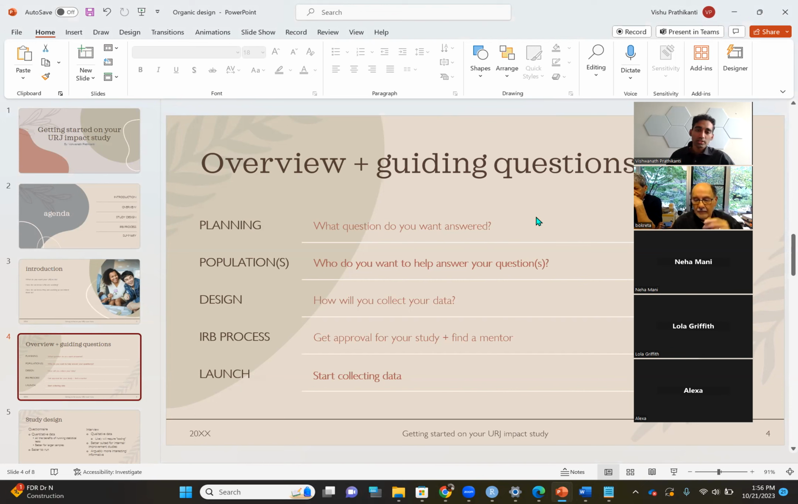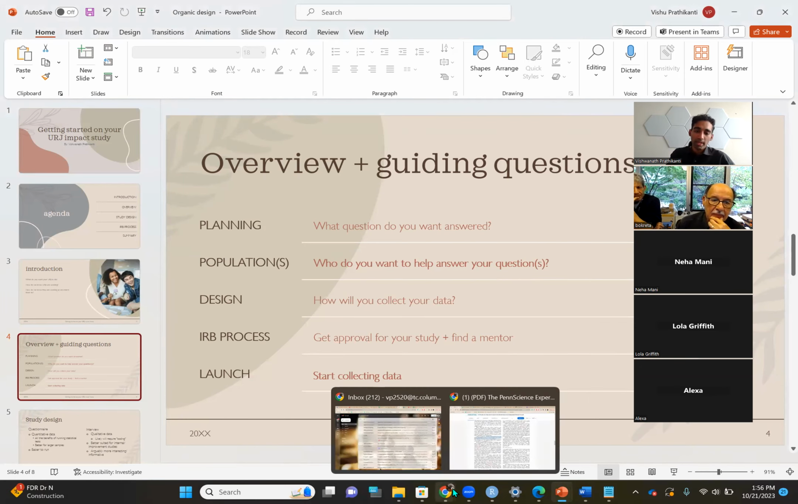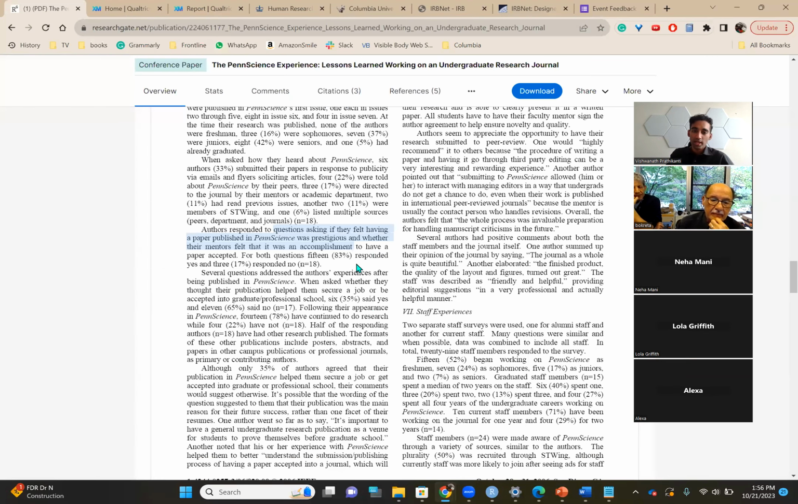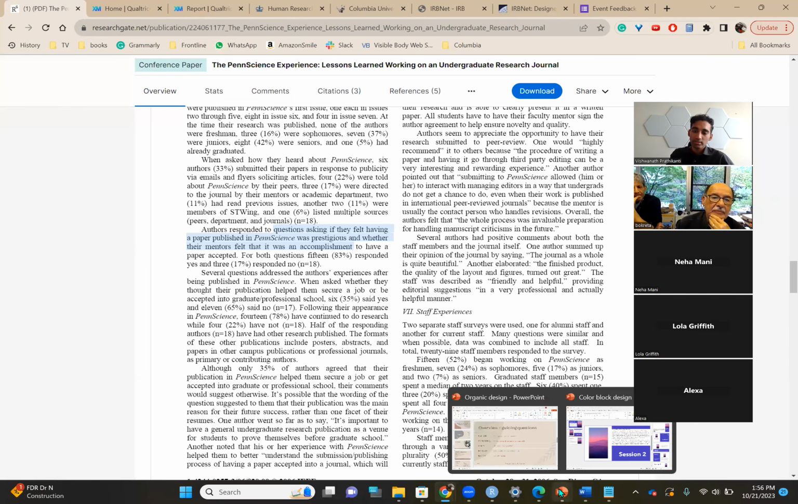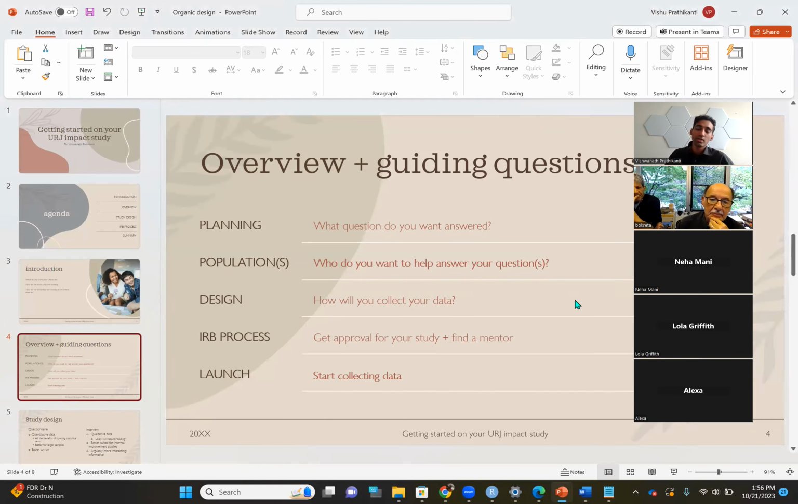The next question is, who do you want to help answer your questions? This mainly boils down to whether you just want to ask your executive board, which I believe is what the Penn Science students did. They asked their 18 board members. Or you could ask your executive members plus everyone that submits to your journal, which might be a little more difficult.